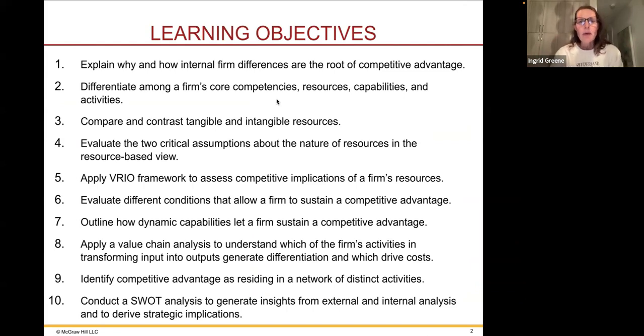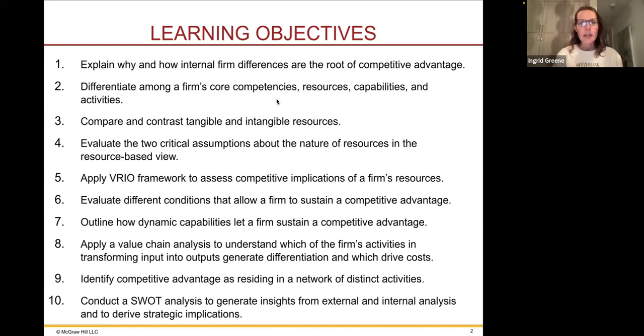Then we're going to differentiate among firms' core competencies, their resources, capabilities, and activities. There are like three or four different key pieces in there that we're going to deep dive on. And really understanding what it means by resources. What does it mean by capabilities? What can they do? And what are the activities? What do they do every day?